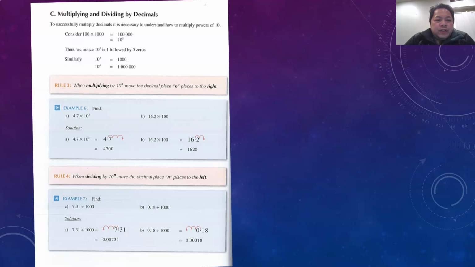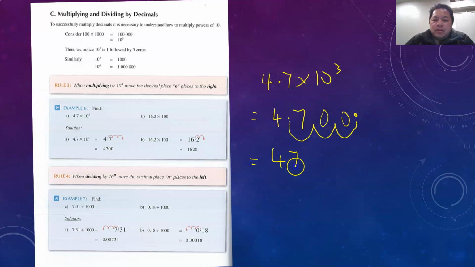Okay, moving on, next part here, we are talking about multiplying and dividing by decimals. Okay, so for example, we want to know, okay, 4.7 times 10 to the power 3. So it simply means you're going to move it 3 times, okay? So 4.7, you have to move the decimal 3 times. 1, 2, 3. Decimal ended up here. That's how you get 4,700. Got it?